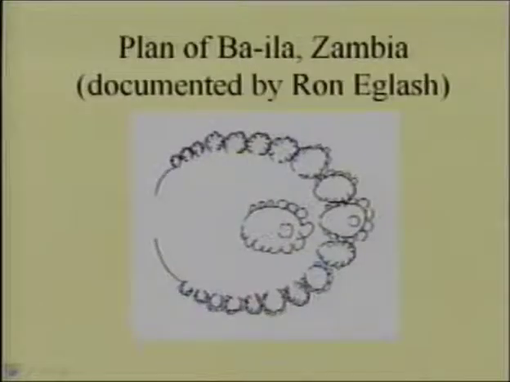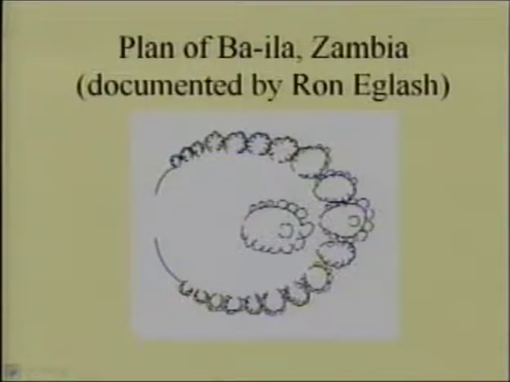Here is the plan of a village, Baila, in Zambia, documented by Ron Eglash. Ron Eglash is a mathematician. He has done this phenomenally innovative study of fractals in traditional and vernacular architecture. So here is a plan of the village, and you see the outside wall is basically an oval, but it is a fractal oval because it is not just a single wall. The wall itself is made of ovals that have an opening to the left. Each one has an opening to the left, just like the village has the main gate on the left. And each one of the subsidiary ovals has itself a boundary made of ovals that open to the interior. So this is the most wonderful fractal you can possibly imagine from an aerial photograph.